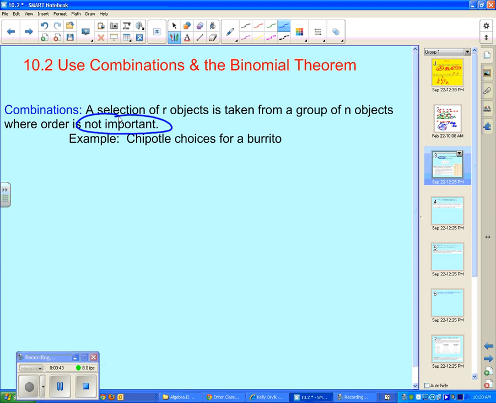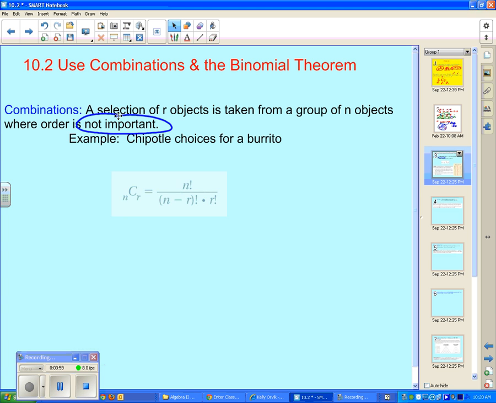That would be a combination problem. When Chipotle advertises and says we have a million ways you can select burritos, they're doing combinations. They're figuring out how many ways you could pick the items from Chipotle. So I like the food example.